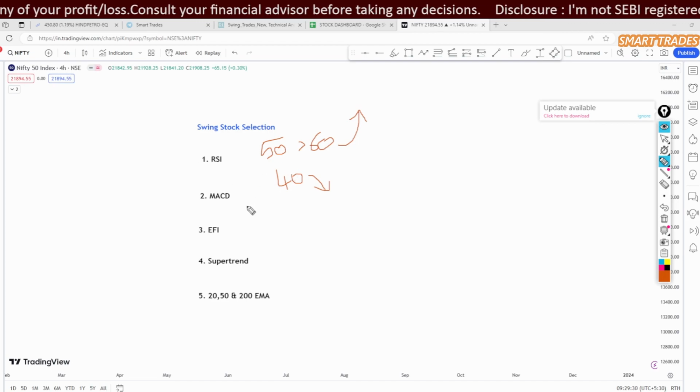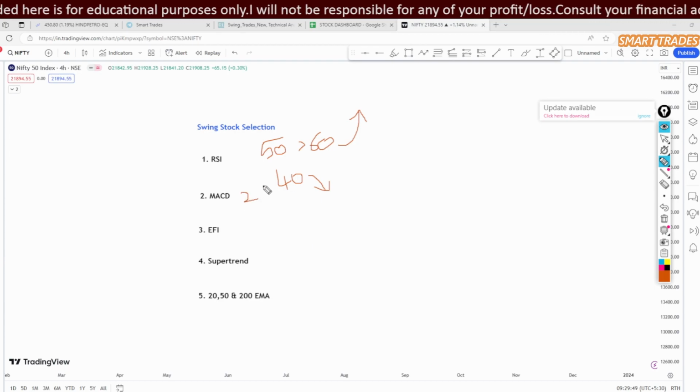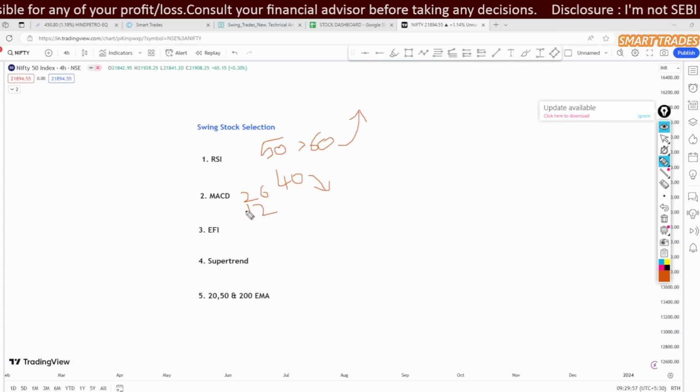Next one is the MACD. MACD is nothing but the moving average convergence and divergence. It is an indicator that shows the relationship between two moving averages. We'll be using two moving averages, 26 and 12. This is the default one, so we'll be using 26 and 12 for identifying the trend of the stock.